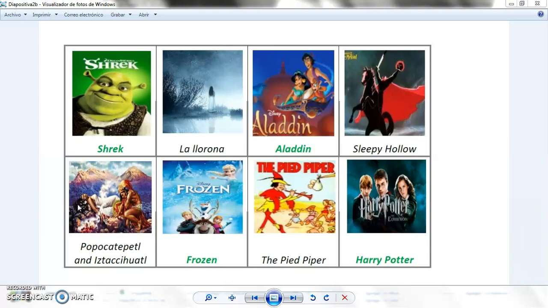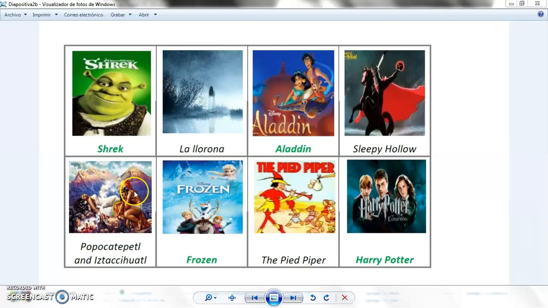Shrek is about an ogre that lives in a swamp, that goes and rescues a princess that becomes his true love, and she changes and becomes also an ogre herself. Well, she actually was spelled with that. The Weeping Woman. Sleepy Hollow, about that headless horseman. The Legend of Popocatépetl. Frozen, which I don't know really well. The Pied Piper, about that piper that liberated a town out of an infestation of rats, but when he was not paid, then he took away all the children that lived in that town.